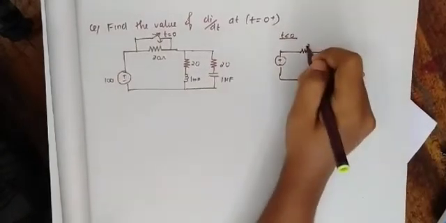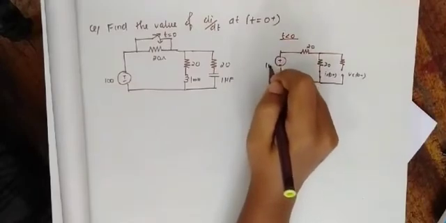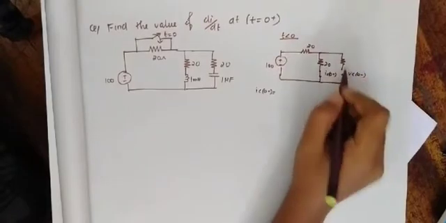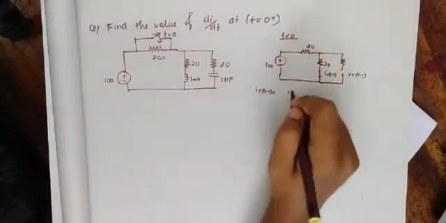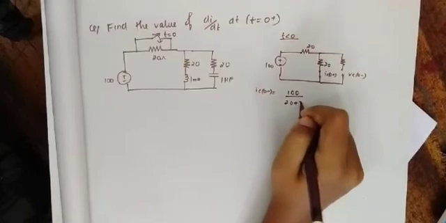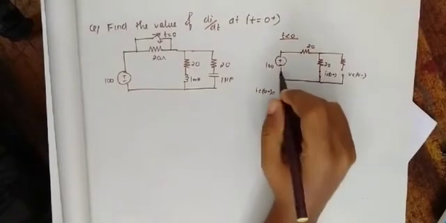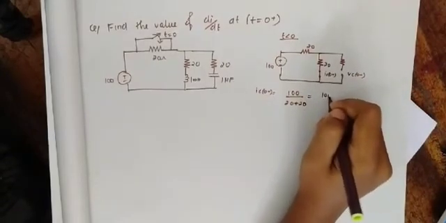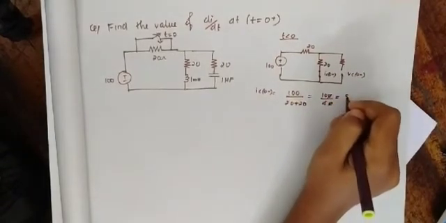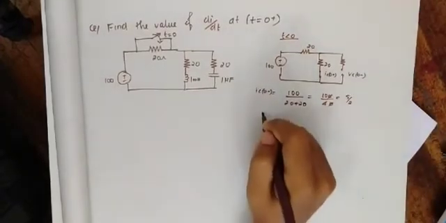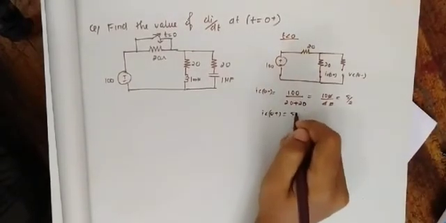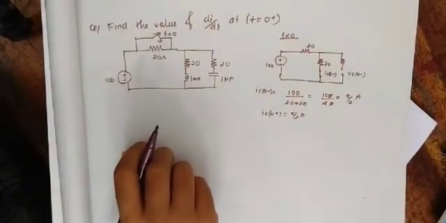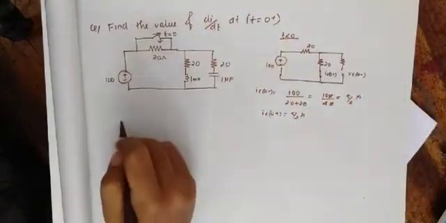Now we are going to find out the current through the inductor. No current will be flowing over here because it is open circuited. So the current will be 100 divided by 20 plus 20, where 100 is the voltage and 20 plus 20 is the total resistance. That is 100 divided by 40, that is 5 by 2. So IL of 0 plus will be 5 by 2 ampere as well, because the inductor will not allow a sudden change in current.